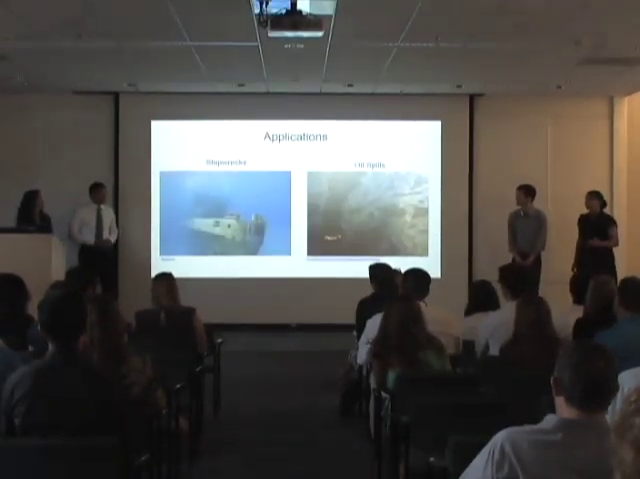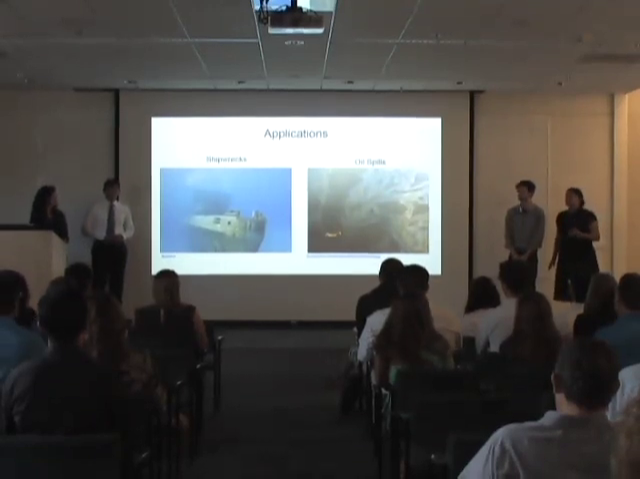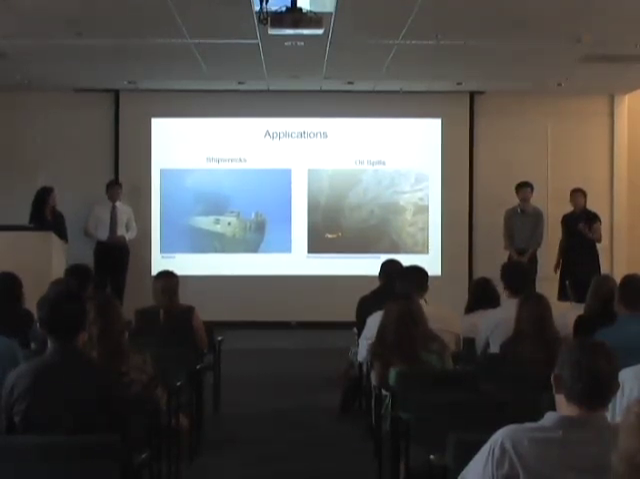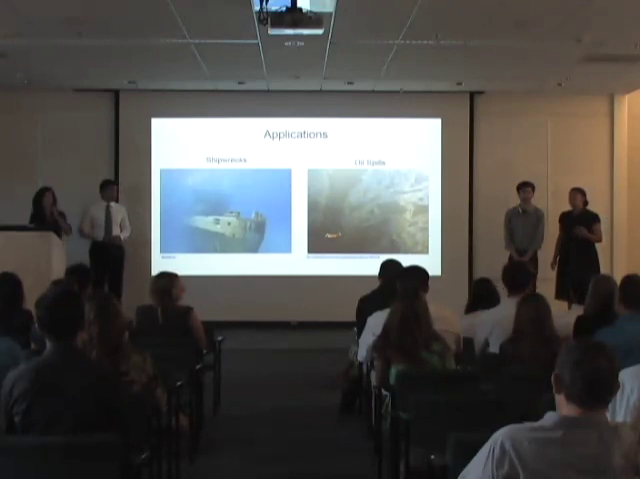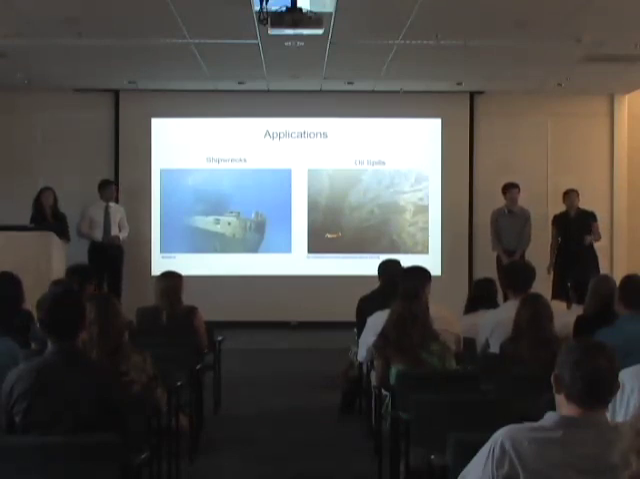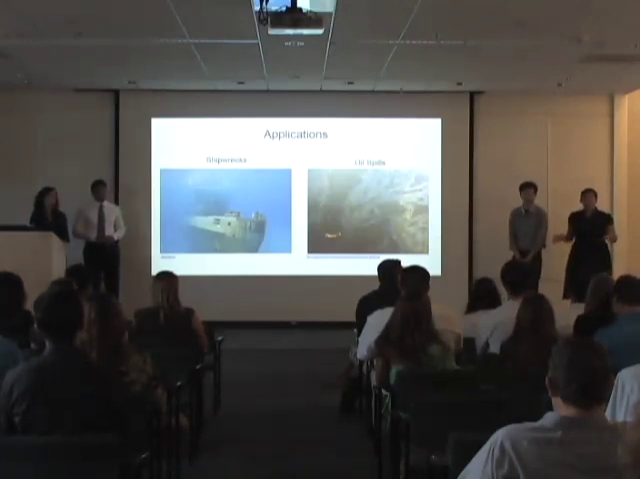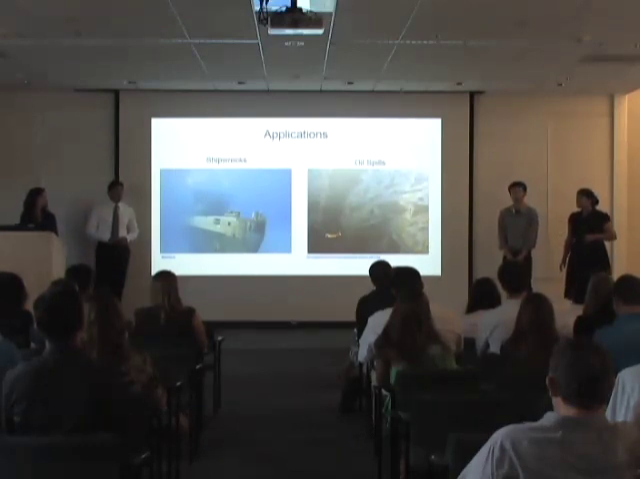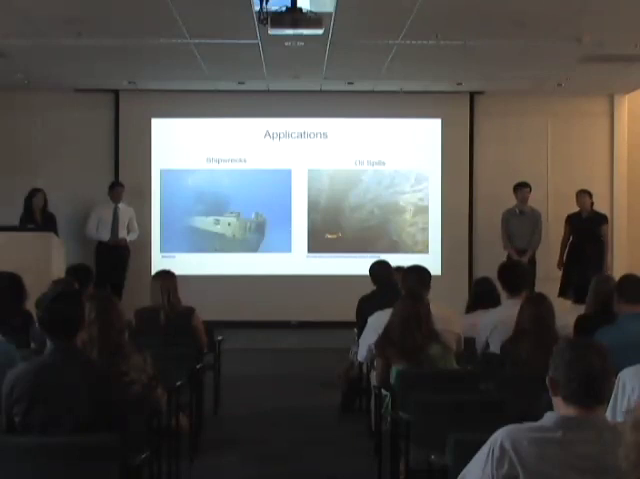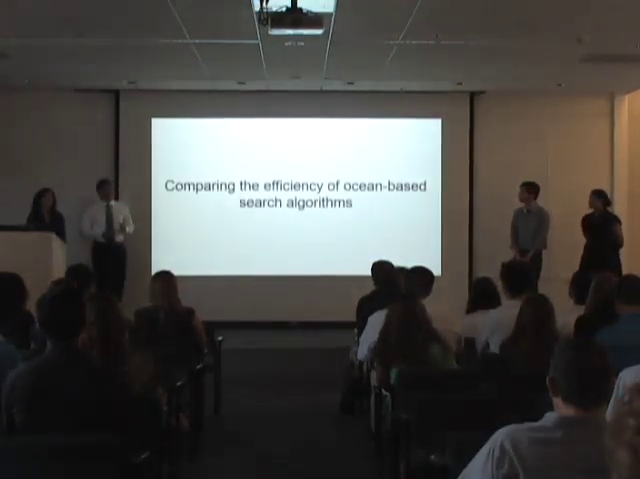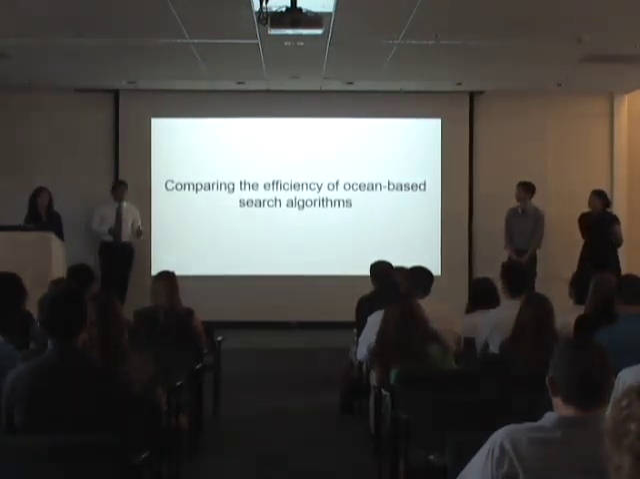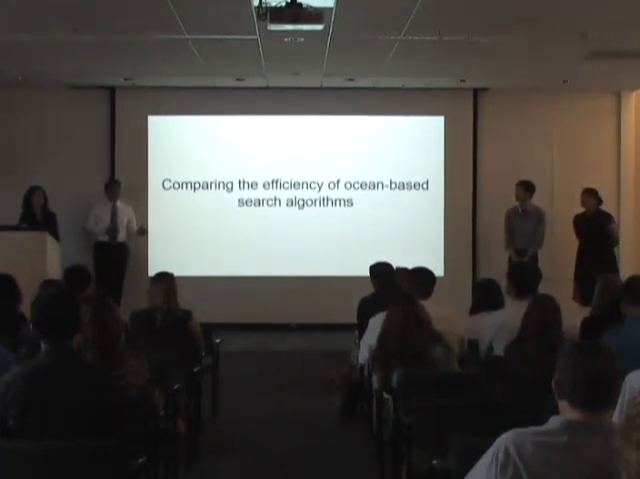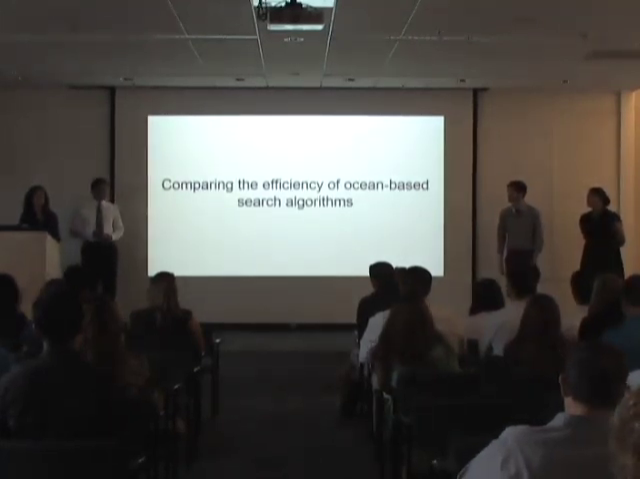So some applications for a search algorithm are ocean-based disasters, like previously mentioned, airplane wrecks and shipwrecks as well. Another interesting application is locating the path of oil spills and where they will be going in the future in order to maximize cleanup. And so, a really good algorithm can save time, money, and even lives. So our goal this week was to compare different search algorithms, find the most efficient one among them, and then apply it to ocean-based disasters.